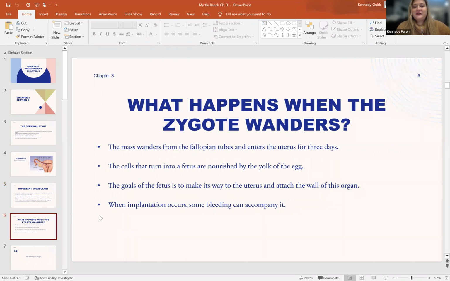So next we're going to cover what happens when the zygote wanders, you might wonder. So the mass wanders from the fallopian tubes and enters the uterus for 3 days. The cells then turn into the fetus and are nourished by the yolk of the egg. The goal here of the fetus is to make its way to the uterus and attach itself to the wall of this organ. When implantation occurs into the uterus, bleeding can occur, and this is very common.